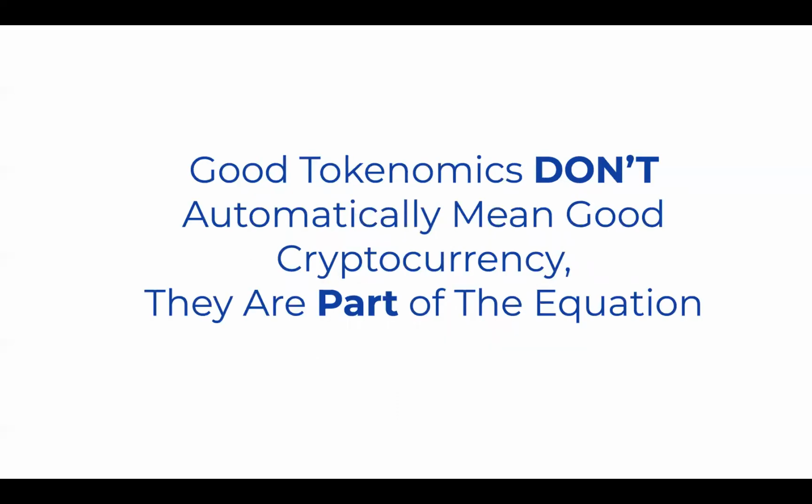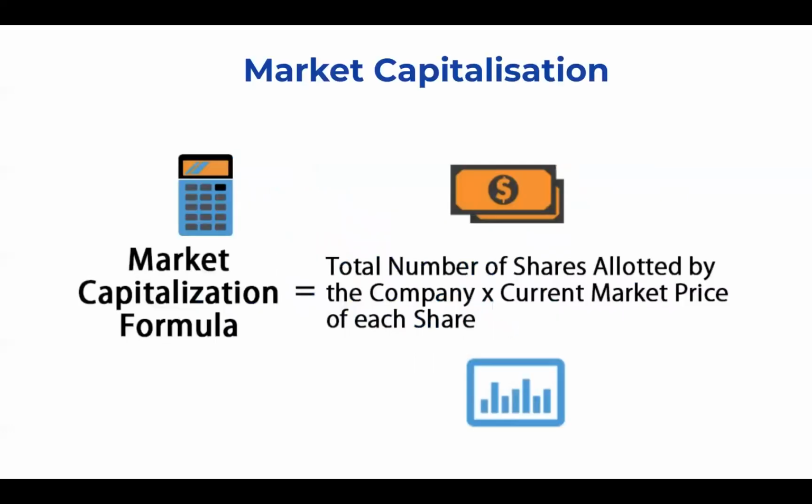So as I think I've briefly mentioned, good tokenomics don't automatically mean a good cryptocurrency. They're only part of the equation. Now, the first thing is market capitalization, or market cap. This is calculated by the total supply times the current market price, so the price that we see on CoinMarketCap or CoinGecko or something like that. And essentially the market capitalization is a view of the overall value of that particular project.